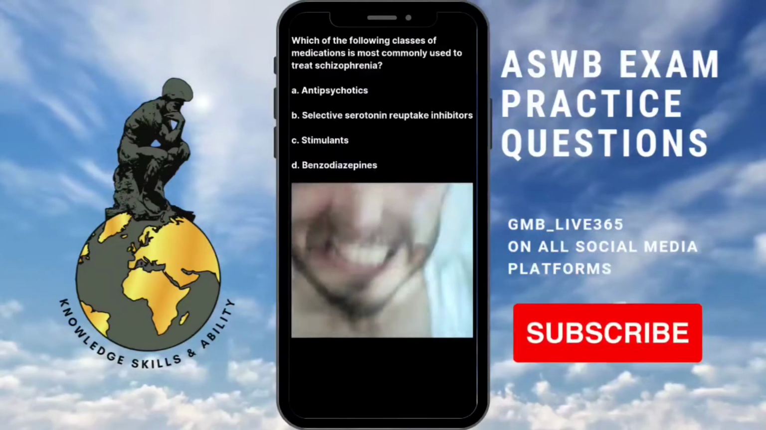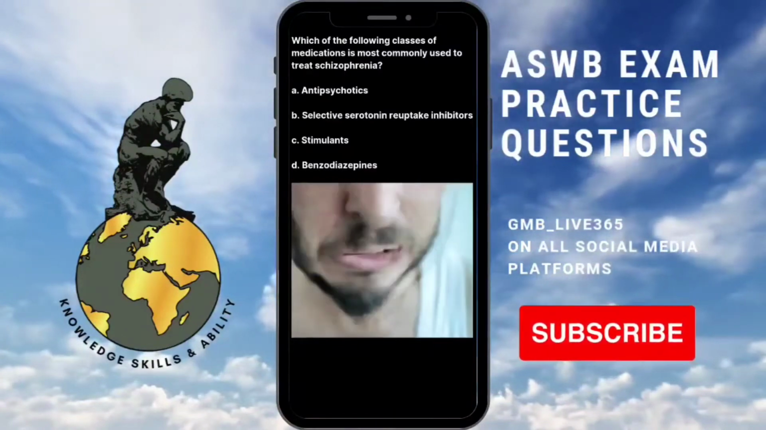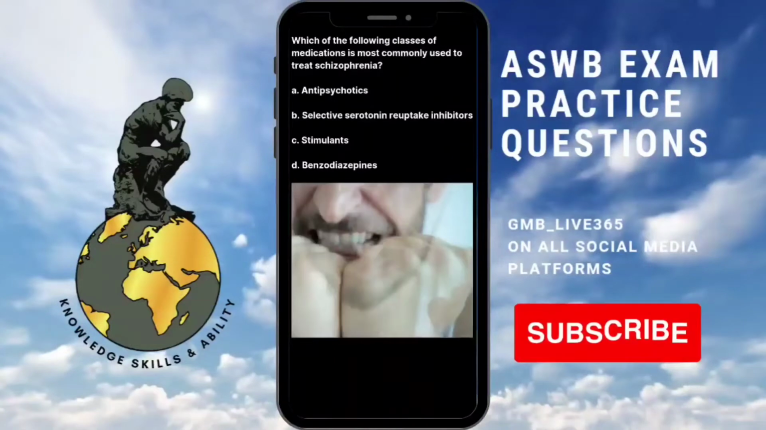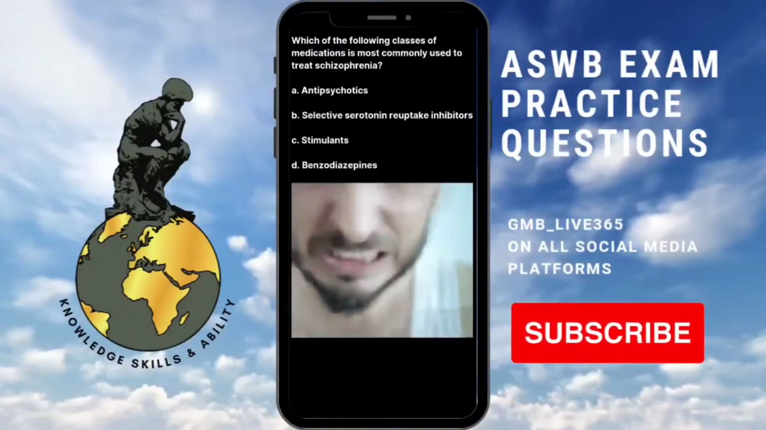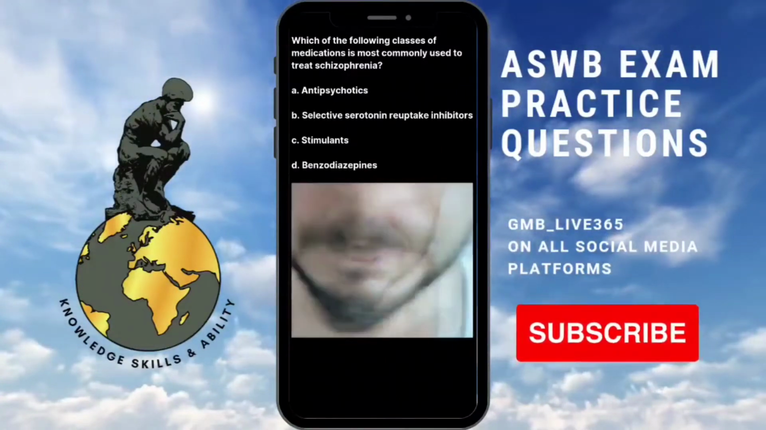Which of the following classes of medications is most commonly used to treat schizophrenia? A. Antipsychotics. B. Selective serotonin reuptake inhibitors. C. Stimulants. D. Benzodiazepines.